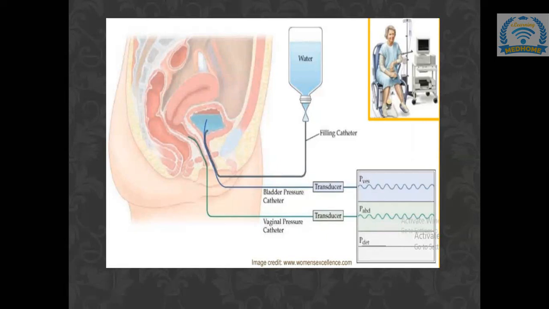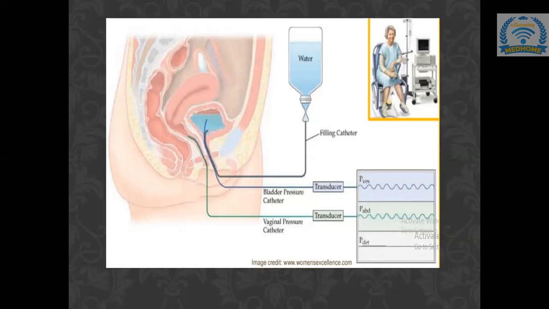Now we are going to explain to the woman that this is what we call the filling phase, because we have started the normal saline. So this is going to be the filling phase of the micturating cycle. Now we'll ask the woman to tell us when she feels the first sensation of urine and when she feels the maximum sensation to pass the urine.